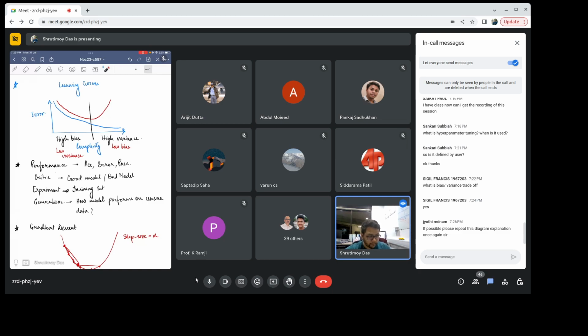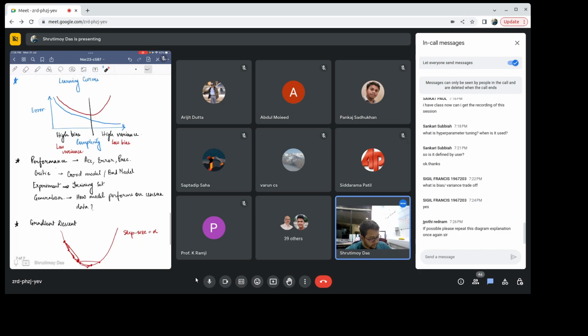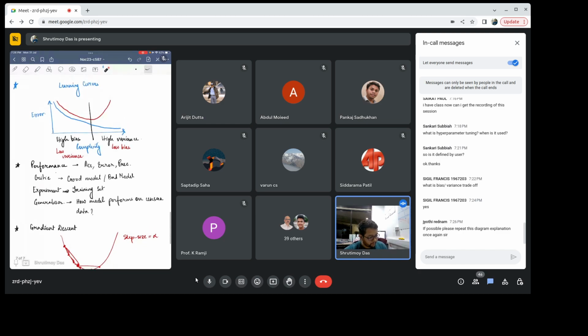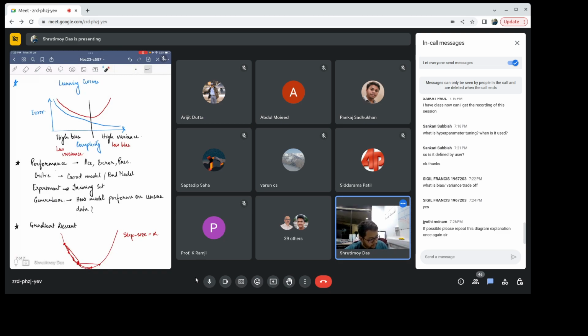Okay, I will explain this whole diagram. So, in this learning curve, the x-axis represents the complexity of the model that we are learning. Complexity may be like the number of parameters or the number of epochs or iterations that you have trained your algorithm and so on. The y-axis refers to the error of your model.